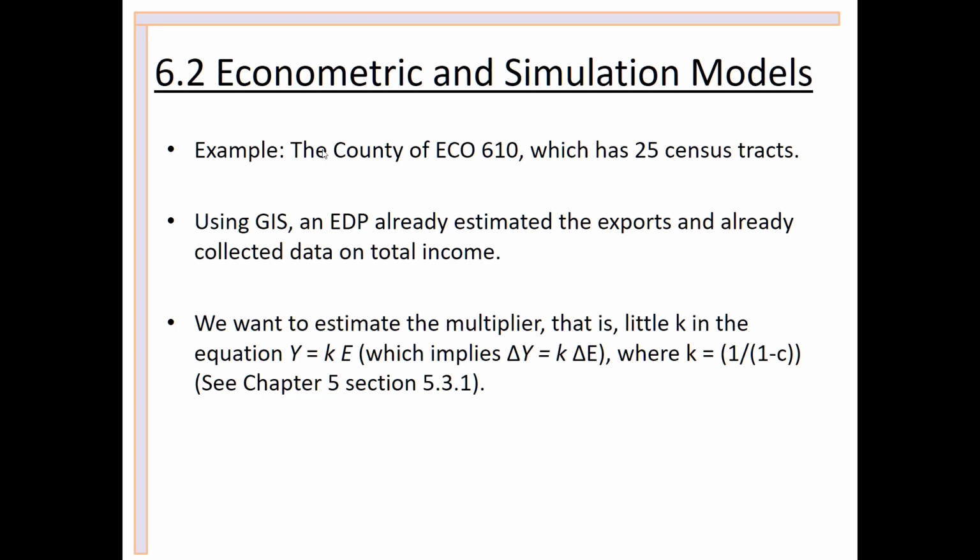I invented an example here. The county of Echo 610 has 25 census tracts. Using GIS, an economic developer practitioner already estimated the exports and already collected the data on total income for all of the tracts. How would you go ahead and calculate that? Well, it is similar to a homework that we already did. I'm going to open my example of the homework here.